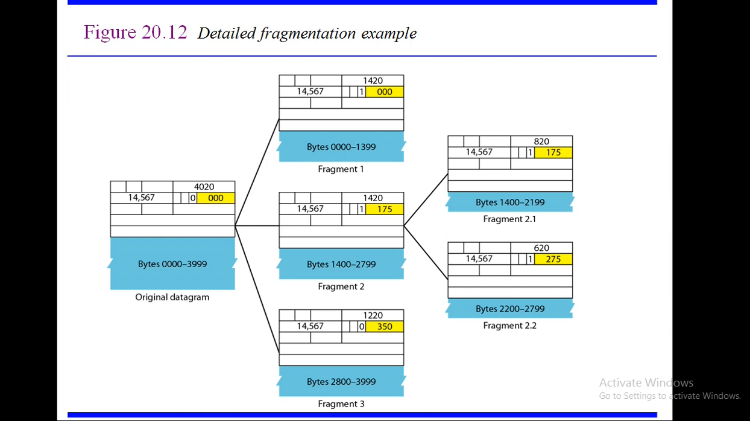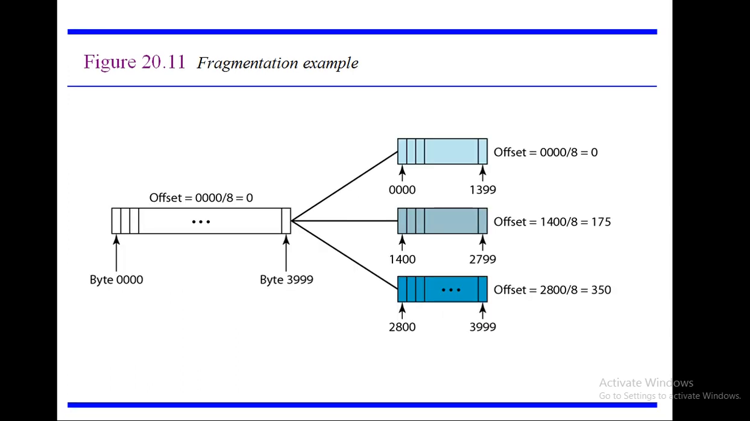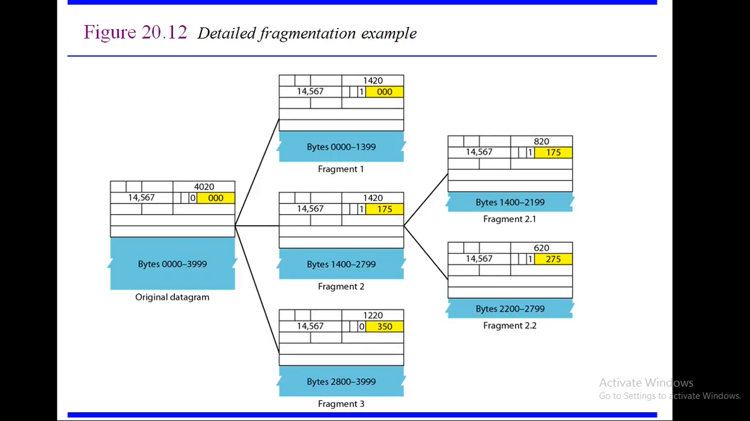Now coming to fragment number 2. Fragment number 2 will have the 14567 identification number. Same. This is not the last fragment, so M is equal to 1 and offset is 175. Why 175? Because we calculated 1400 divided by 8 will give you 175 as the offset. So total size, check the total size. The total size is from 1400 to 2799. So 1400 to 2799 is exactly 1400 bytes plus 20 header. So 1420 is included in fragment 2.